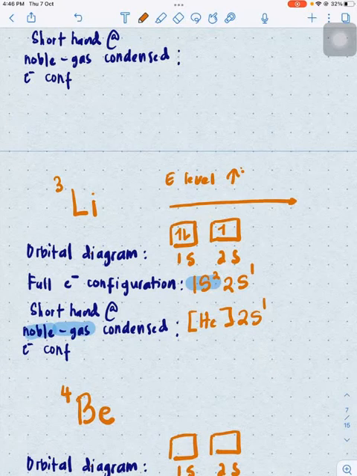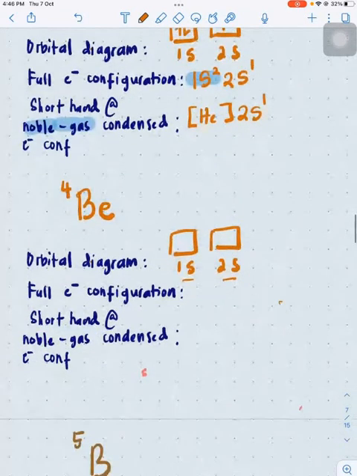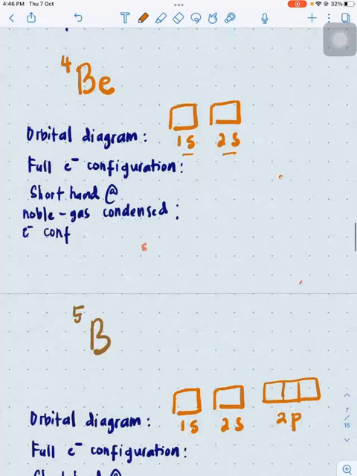Okay. So by right, this is our condensed electron configuration yang pertama kita jumpa. Okay. Tak apa, kita buat lagi. We have more after this. So for now, we move to beryllium.